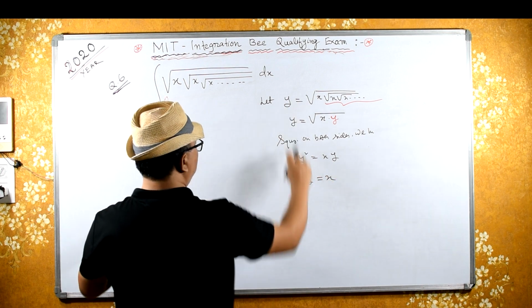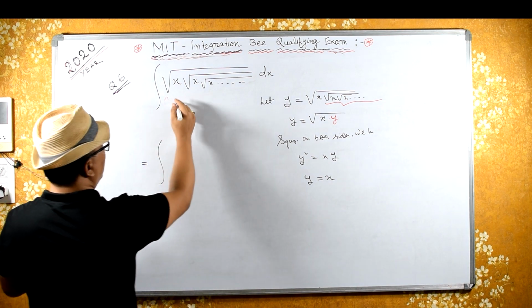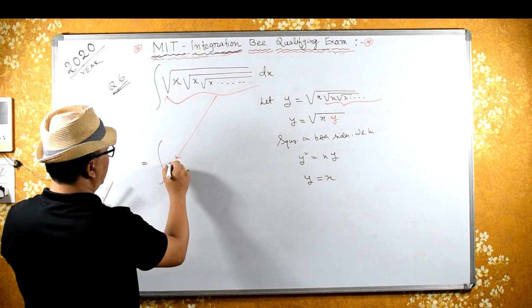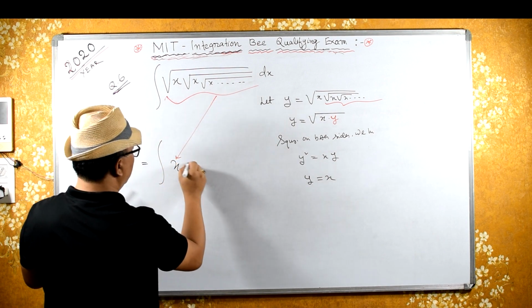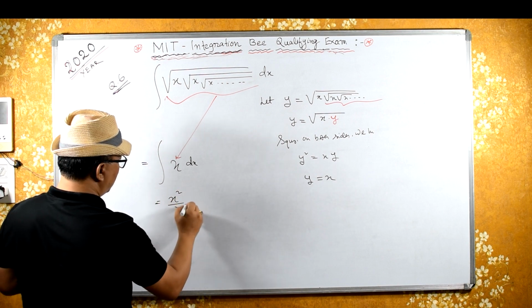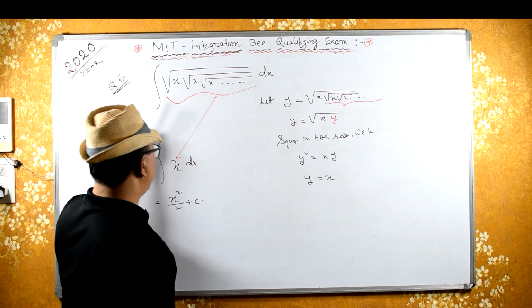This y becomes x. Therefore this whole integral becomes integral of x dx. Therefore integration of x is x square upon 2 plus c. Okay, this is the answer.